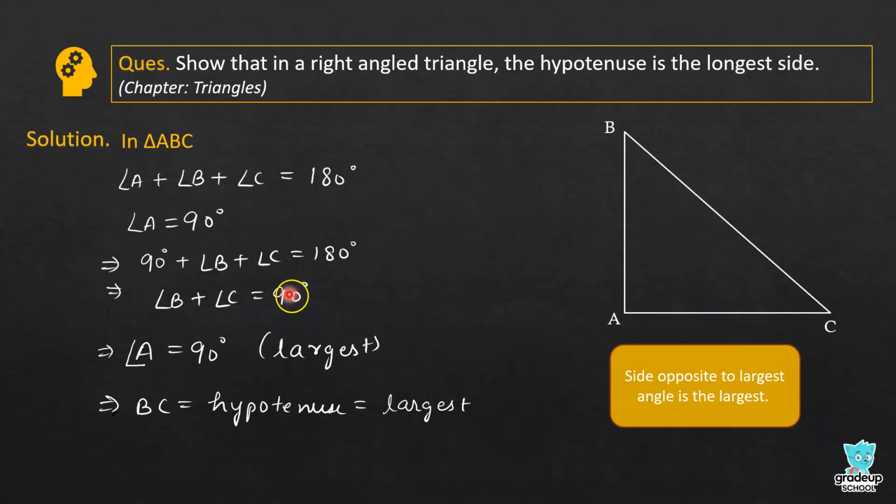That means each of these angles is less than 90 degrees. So angle A is coming out to be the largest angle, and I know that side opposite to largest angle is the largest. That implies that BC, which is the hypotenuse, is the largest side.